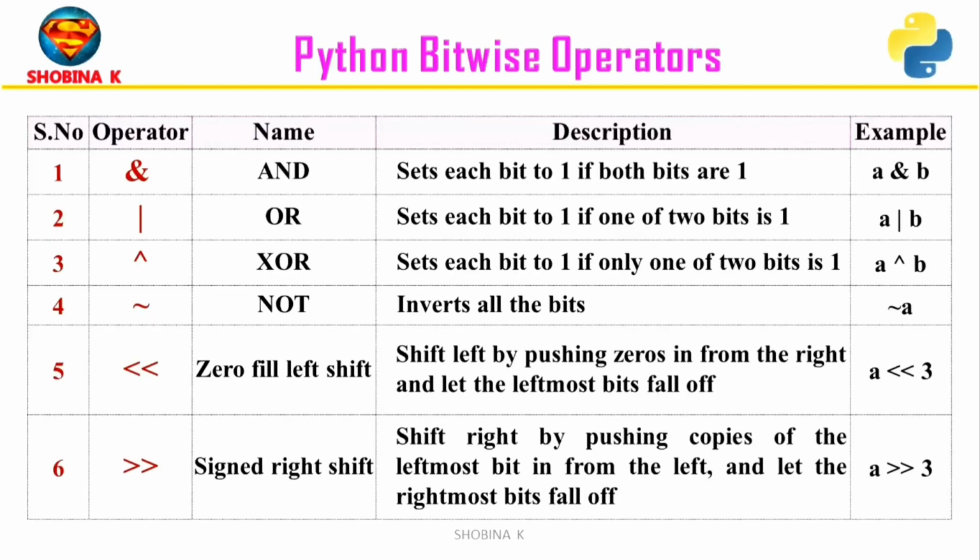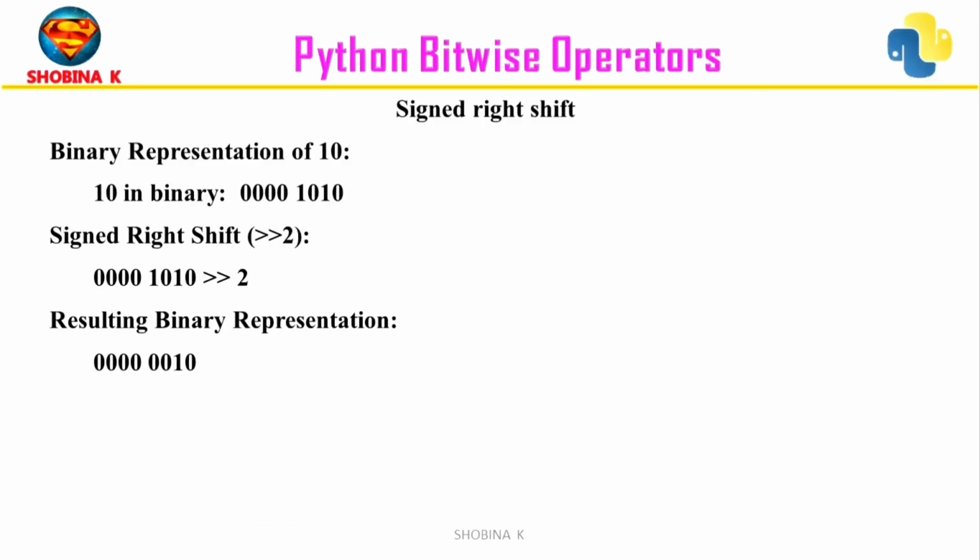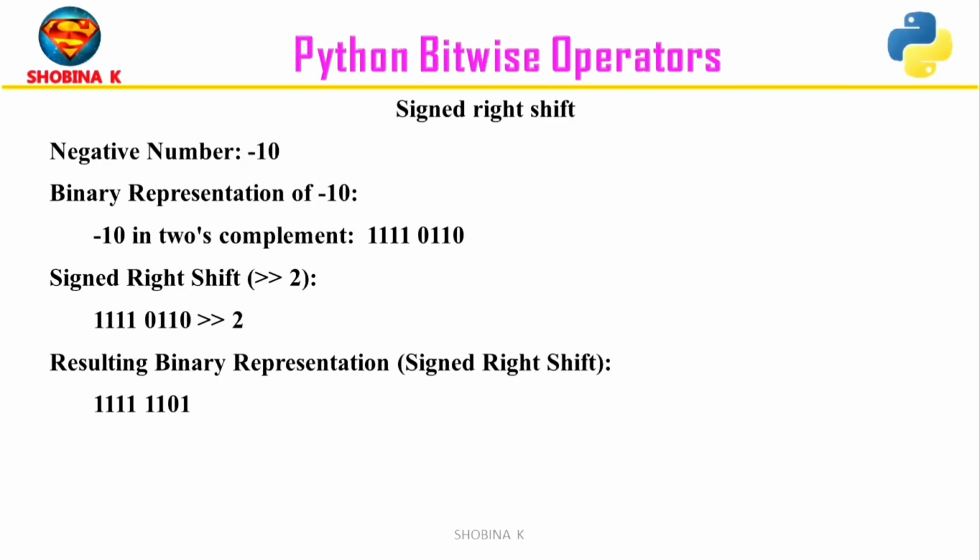The right shift operator shifts the bits of the first operand to the right by the specified number of positions. The vacated positions are filled based on the sign bit of signed integers. That is, if the number is positive, its leftmost bit is 0. The right shift moves all the bits to the right, and the vacated positions on the left are filled with 0. If the number is negative, its leftmost bit is 1. The right shift moves all the bits to the right, but the vacated positions on the left are filled with 1s to maintain the negative sign.